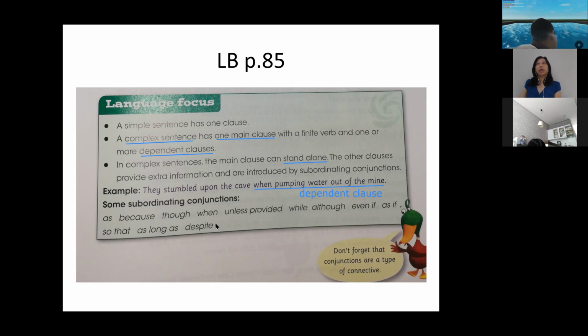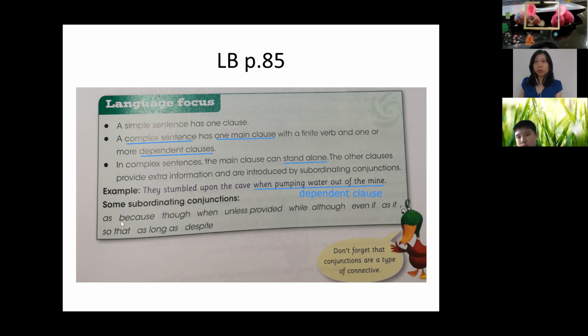Now, children, do you remember what we learned yesterday? What was the topic yesterday? Yesterday we were talking about connectives. Yes, connectives. And if you see, some of these are also connectives, right? So some of these are also connectives.